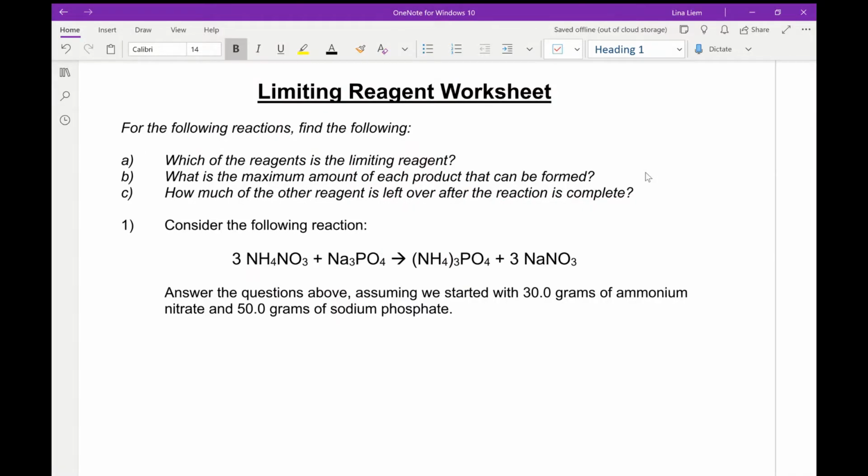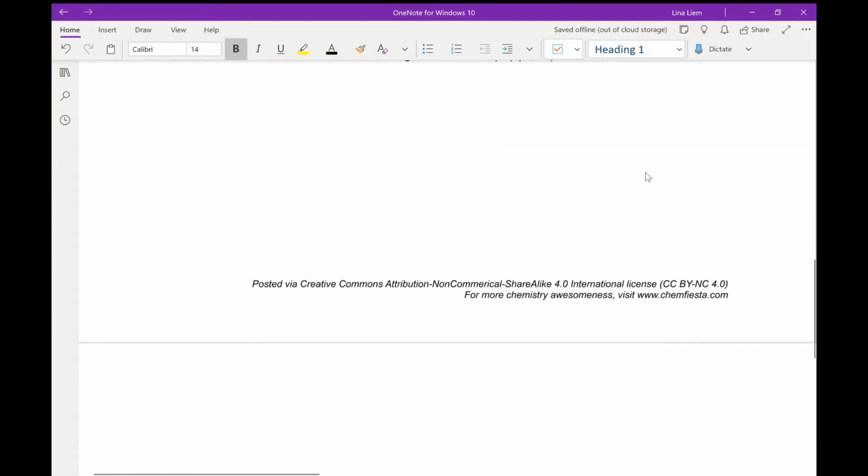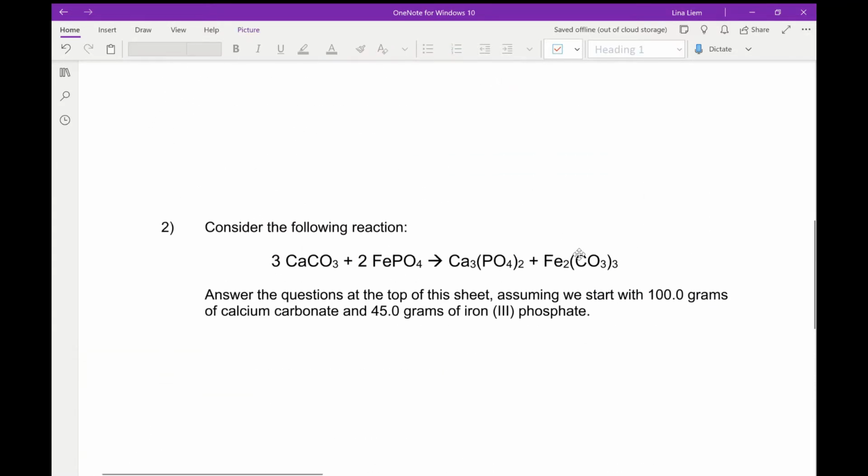Today we're going to use the ICE diagram to solve limiting reagent questions. This worksheet was taken from chemfiesta.com.